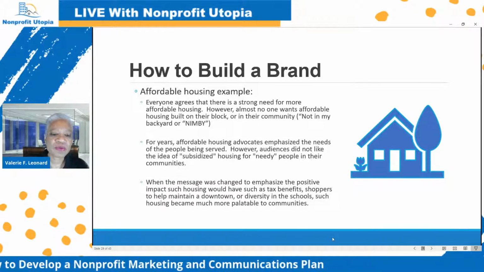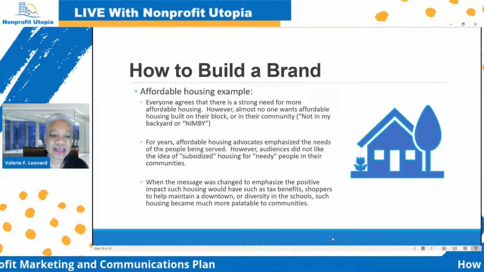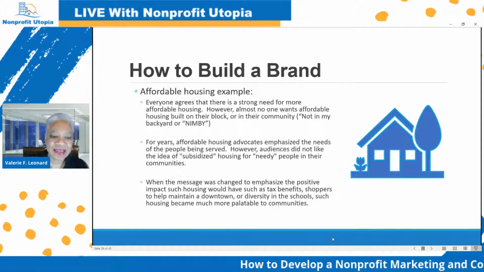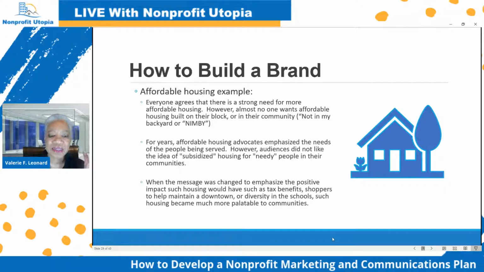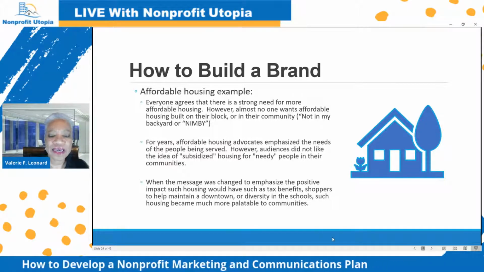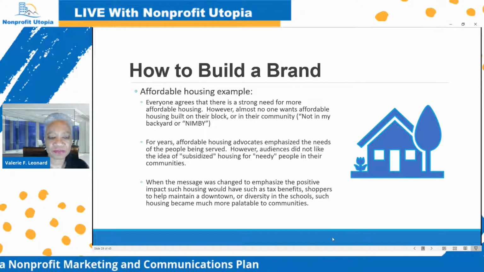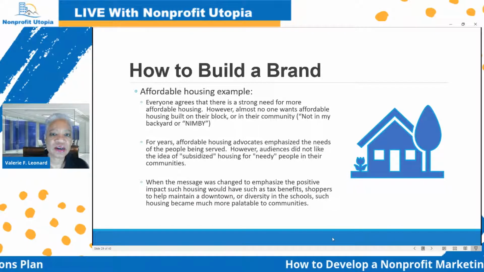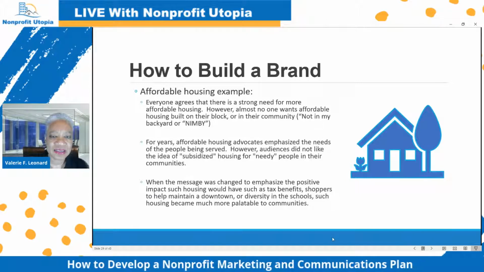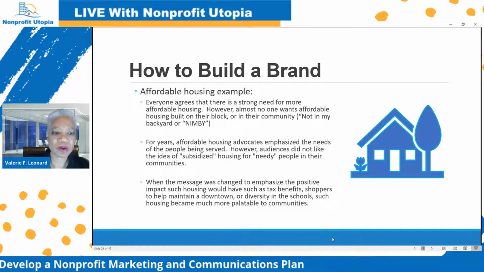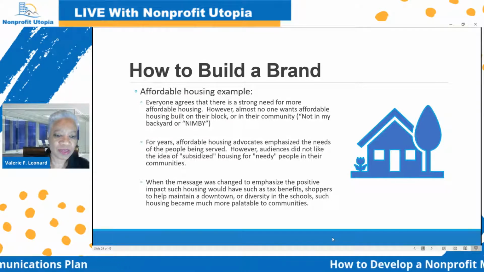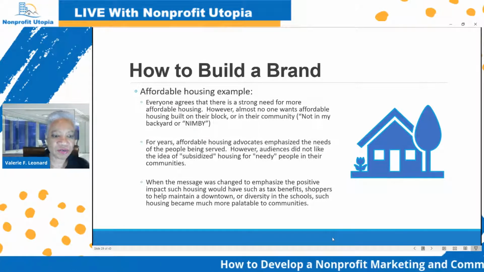So for years, affordable housing advocates emphasized the needs of the people being served. However, audiences did not like the idea of quote unquote subsidized housing for needy people in their communities. All right. And in some communities, the people who live in affordable housing actually make more money than the average person who lives in the community, because there are different affordability standards, but that's a discussion for another day.